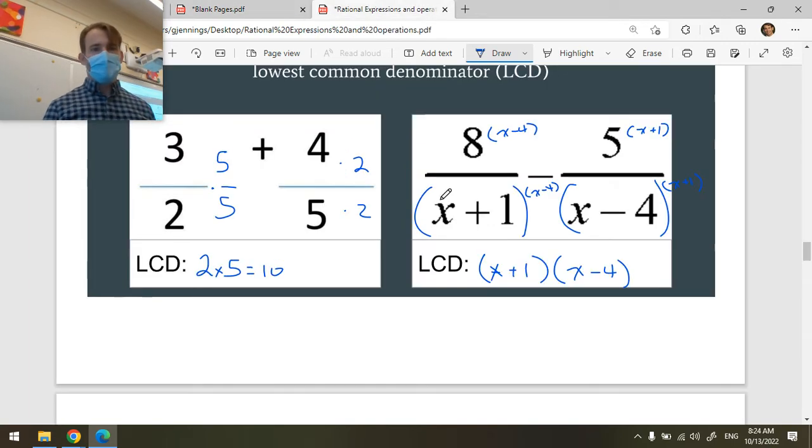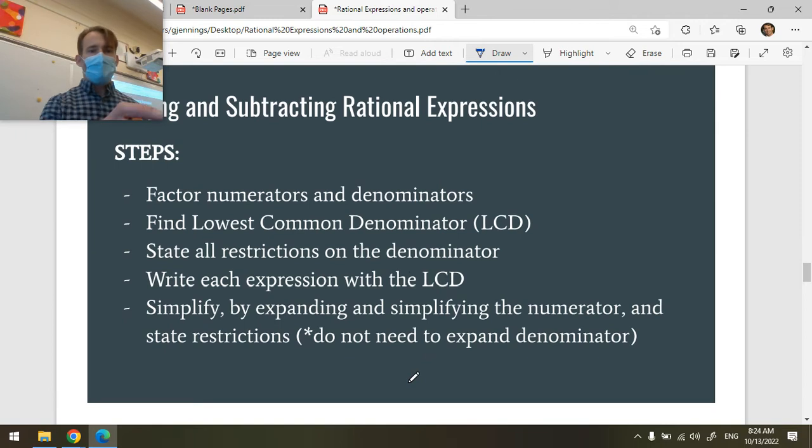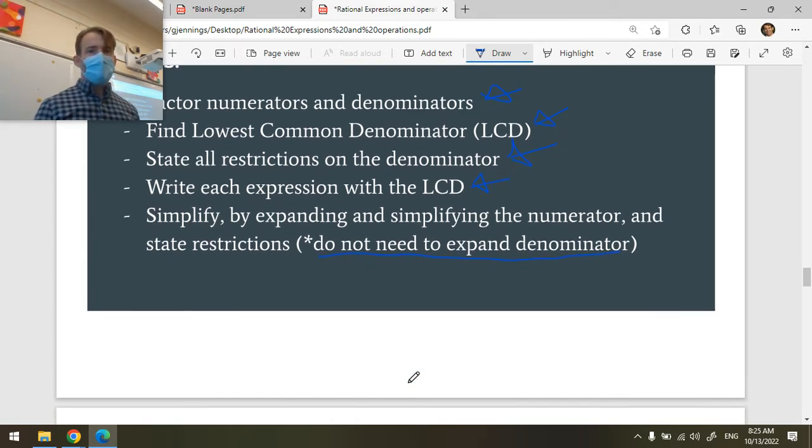Cool. Okay, let's keep going with some of these examples because we want to get into some meatier ones. After you've factored your numerators and denominators, then you're going to find your lowest common denominator. Once you've done that, you're ready to state the restrictions on your denominator. Write each expression with the lowest common denominator by multiplying top and bottom by the same factor. And then simplify by expanding and simplifying the numerators and stating restrictions. And it says here you don't need to expand the denominator. Sure. Okay, fine. I think Delta Math won't mind if you don't expand your denominators. But you will need to expand and simplify your numerators so that you get everything into standard form.